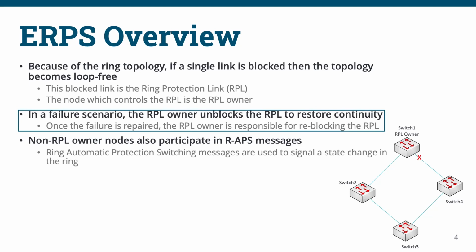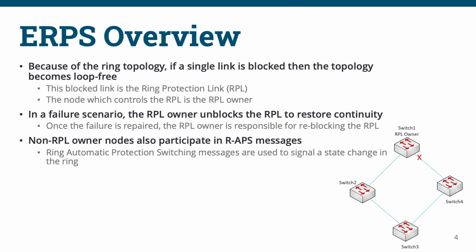In a failure scenario, the RPL owner unblocks the RPL to restore continuity to the network, and when the failure is repaired, the RPL is blocked again to ensure a loop-free topology is maintained. The RPL owner is notified of failures by receiving Ring Automatic Protection Switching messages, or R-APS messages. All nodes in the ring participate in R-APS messages, as we'll see in a later slide in this lesson.